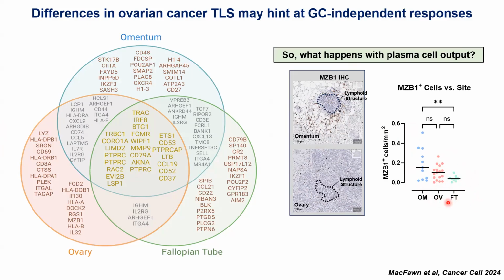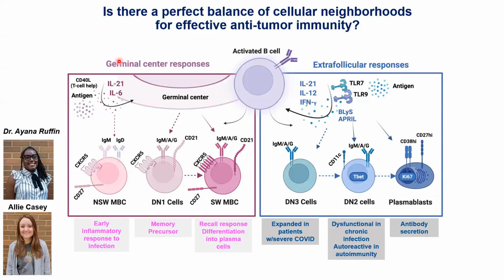So one thing we're thinking is that in the fallopian tube, it could be that they're just going more to a switched high affinity memory B cell, which is another thing that can happen with the germinal center, and not a plasma cell. And we can follow up on that. But what we really think is happening in the ovary is that plasma cells are getting educated through a germinal center independent response. And so this is a background on those two responses.